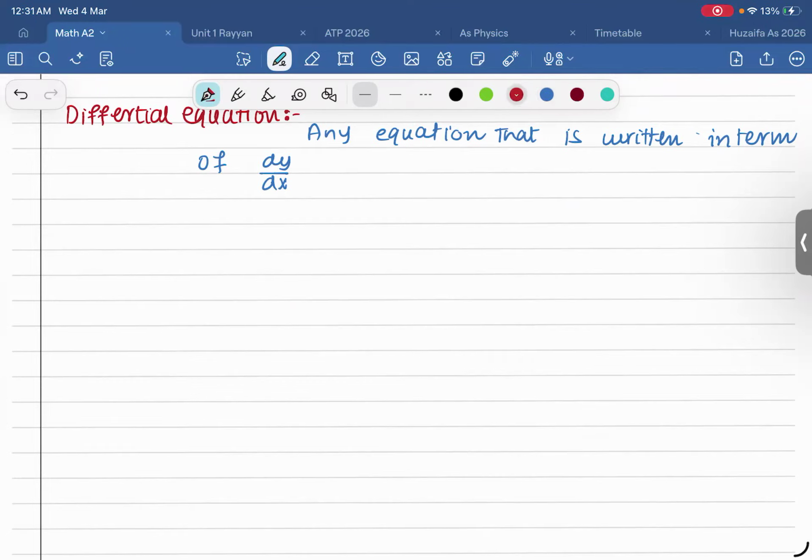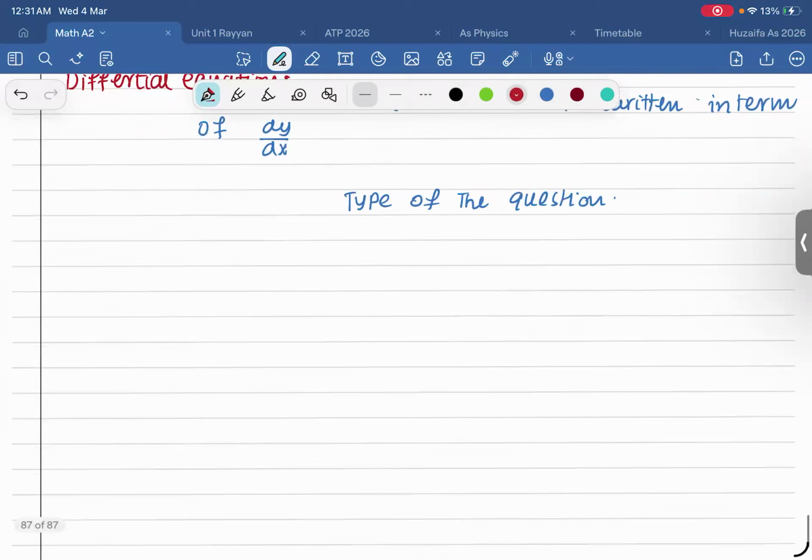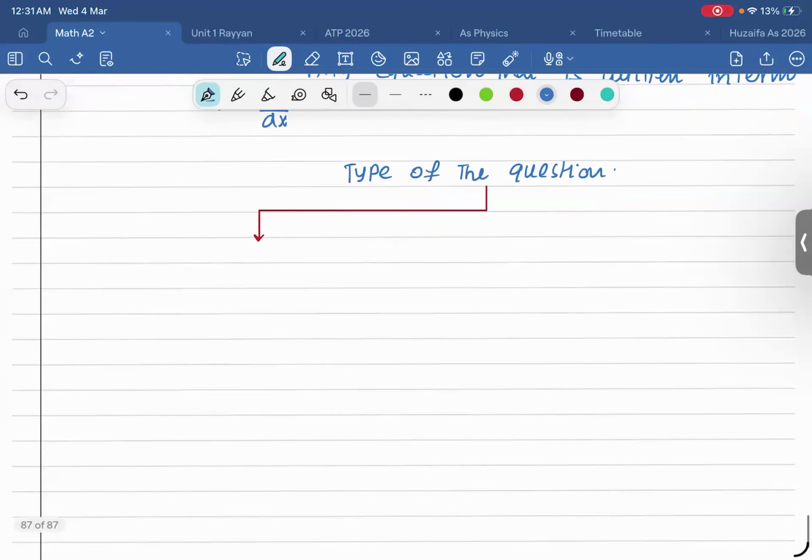It is just that we have to go through the question types right away. So, types of the questions. You can expect three types of questions from this chapter, and generally they are very easy. If you have a good grip on integration, then you will find this chapter very easy. Okay. The first type of question is where they mention the scenario and they give you the equation.